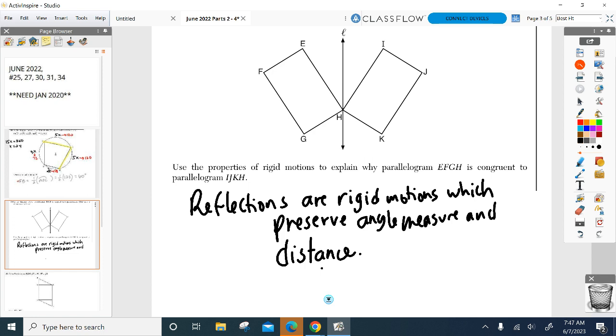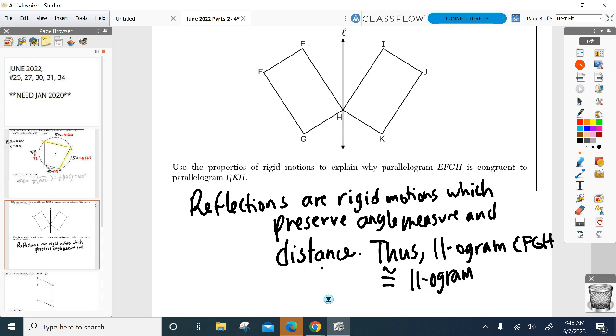Anybody want me to use a special word? Thus. You got it. Thus, parallelogram EFGH is congruent to parallelogram IJKH. There we go.